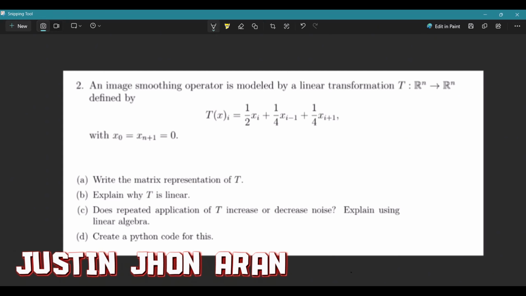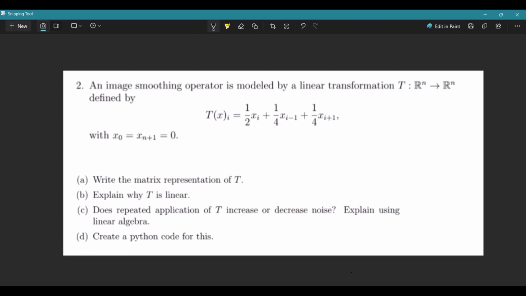Hi everyone, I am Justin Aran from BSIT 24, and today I'm going to show you how to model an image smoothing operator using linear algebra and Python. We are starting with this linear transformation formula here, which essentially takes a pixel and averages it with its neighbor. Our goal is to answer question C: does this increase or decrease the noise? And then actually build it in code.